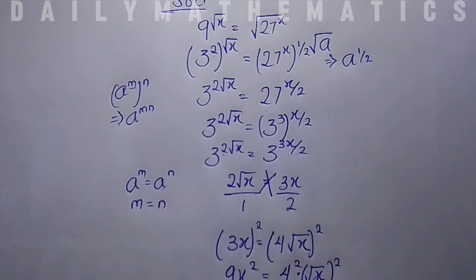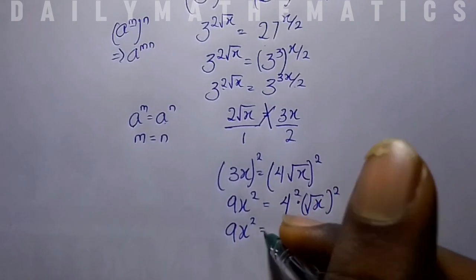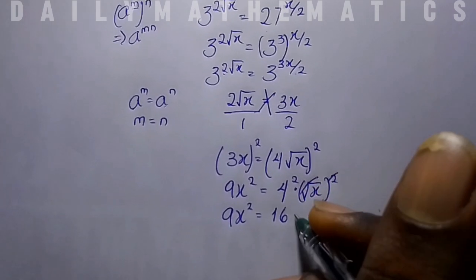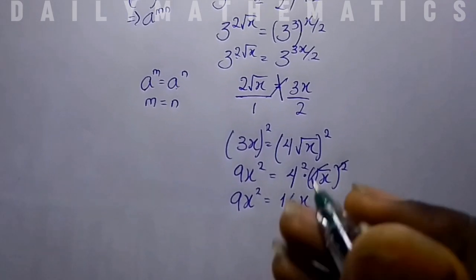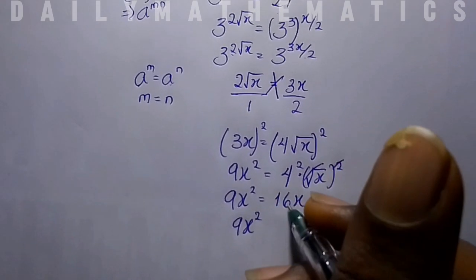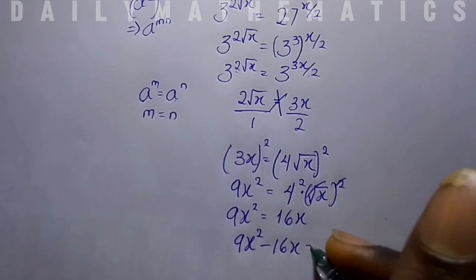Right? So from here, what do we have here? So from here, we have 9x squared equals 4 squared is 16, and square cancels square root, we have x. Right? So from here, what are we doing? So from here, we have 9x squared. You can bring this one here. This is plus 16x. When it crosses here, it will turn to minus 16x equals 0.